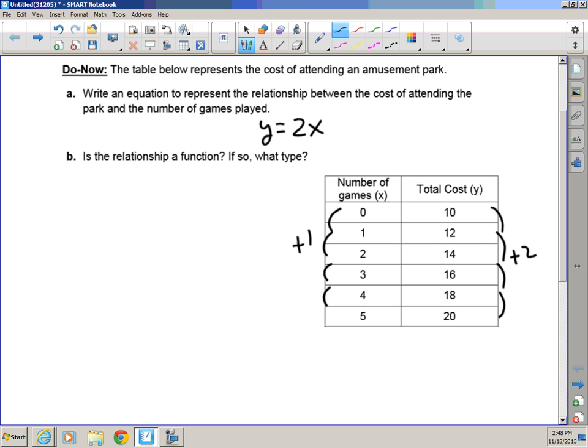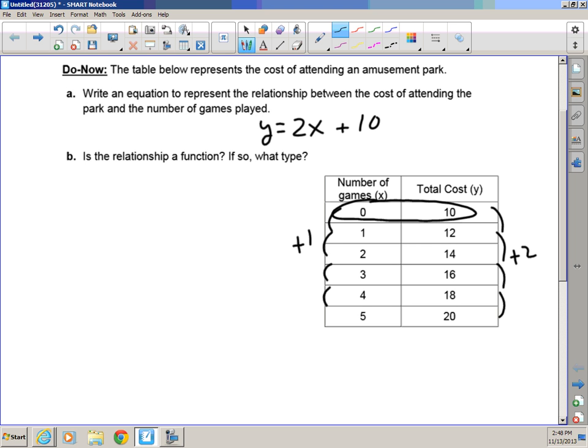Now, what's our y-intercept? Our y-intercept is where x is 0, or where nothing has occurred, which is at a cost of 10. So how do we put this into a context of what is happening? It's costing $2 to play a game, and it costs us $10 to just get into the park.